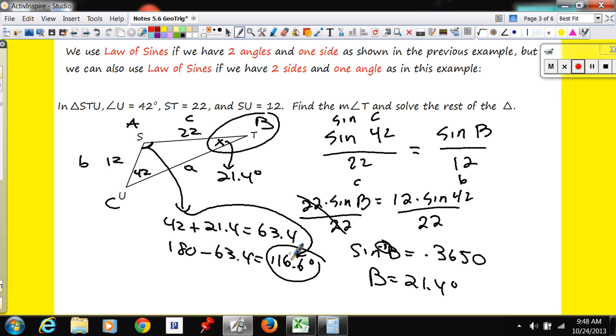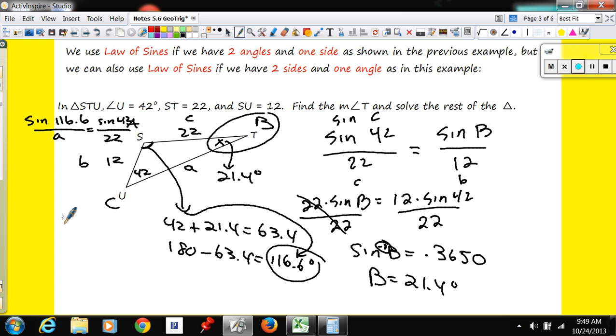And I could actually find the other side as well just by using the law of sines. If I wanted to, I could do sine of 116.6 over little a, which I don't have, equals the sine of 42 over 22. I won't solve it, but I'll set it up. You could multiply your diagonals and solve for little a, just like we did earlier on the law of sines.